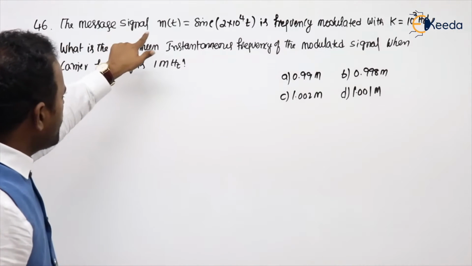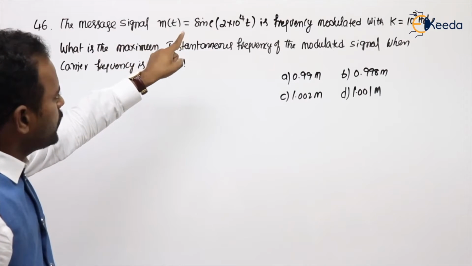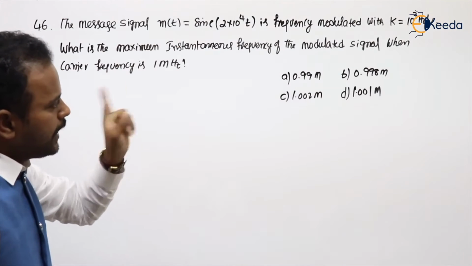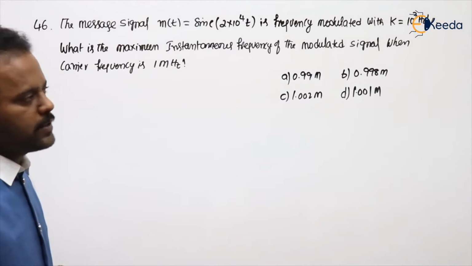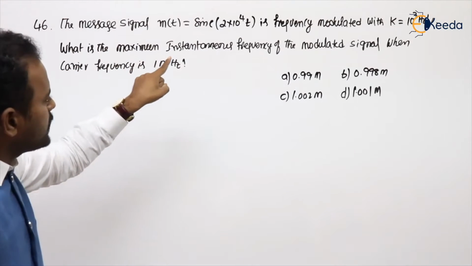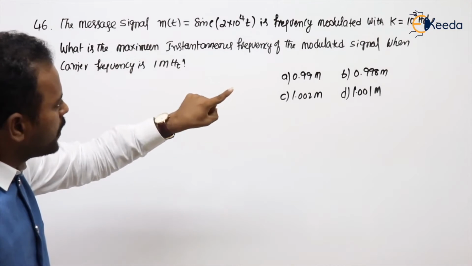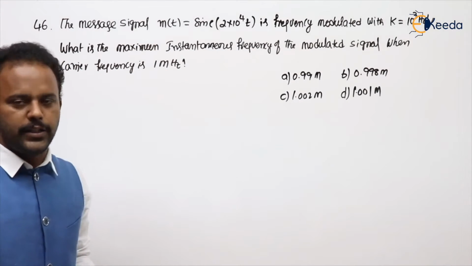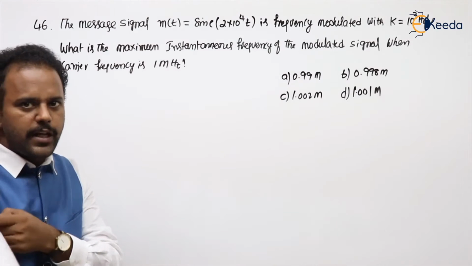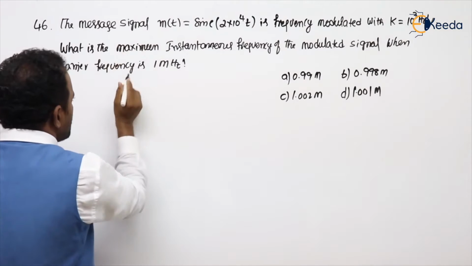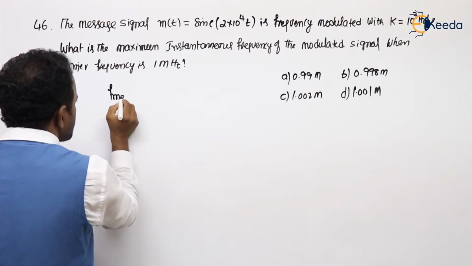The message signal m(t) = sinc(2 × 10^4 t) is frequency modulated with Kf equal to 10^3 Hz per volt. What is the maximum instantaneous frequency of the modulated signal when the carrier frequency is 1 MHz? What they are asking, maximum instantaneous frequency, means they are asking for F max.